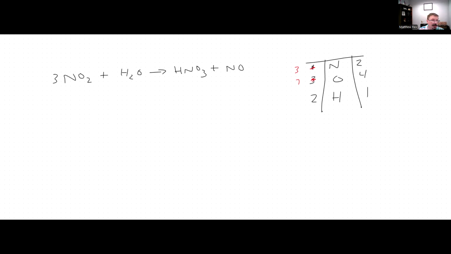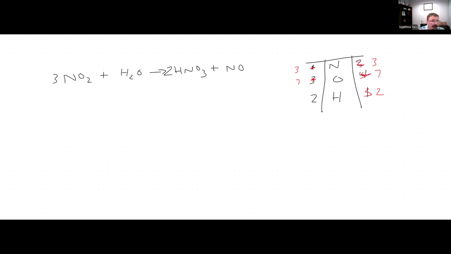So nothing's balanced yet. Let's put a 2 in front of our HNO3. If we do that, there's 1 hydrogen per nitric acid. If we put a 2 in front of that, it's going to change that to 2. Now we're going to have 2 times the 3 oxygens is 6, plus the 1 in the NO is going to give us 7 of those. And then 1, 2 nitrogens in there, plus the other 1 in the NO should be 3 of those. So now they match. 3 nitrogens on each side, 7 oxygens on each side, 2 hydrogens on each side.